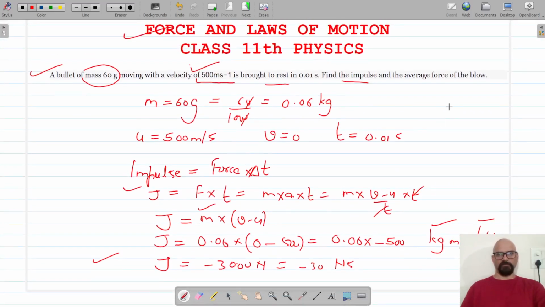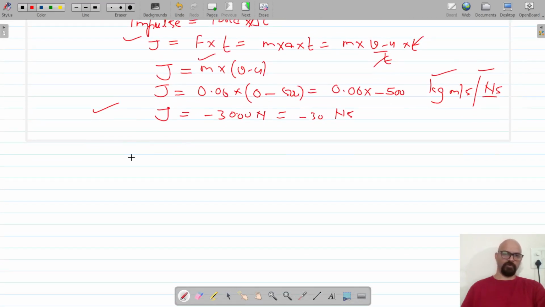Okay, now we have to calculate the average force of the blow. So we have to calculate the average force, and now we can calculate the average force using the formula. So we can use the mass into acceleration, which is (v minus u) by t. We have already calculated mass into (v minus u) by t, which is negative 30.